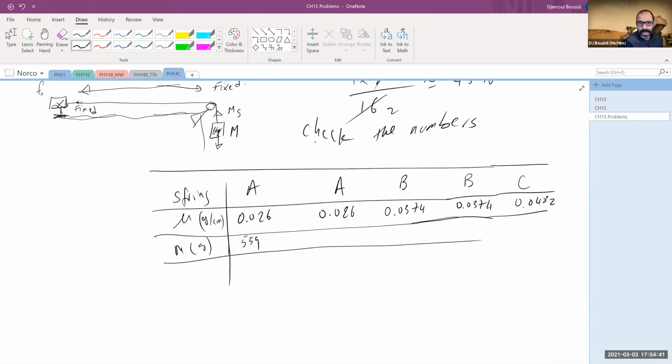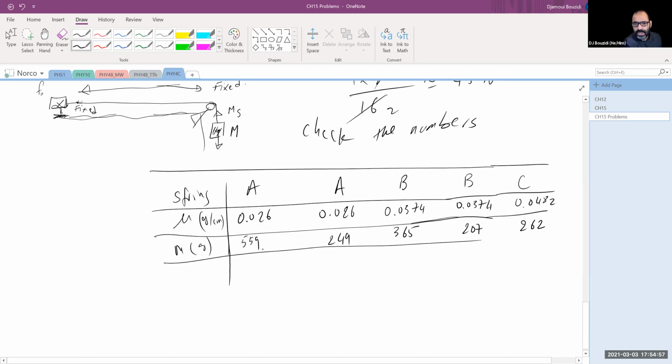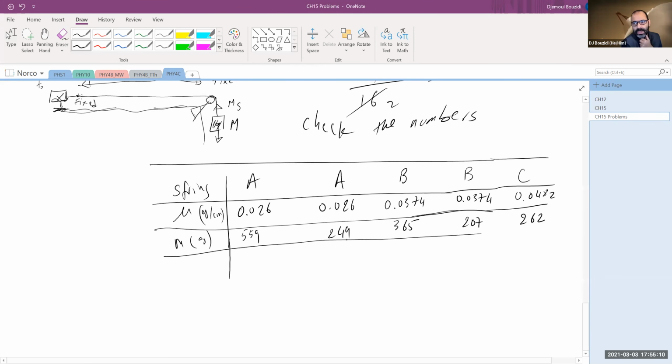Now you change the mass. The mass in here is 559 grams, in here it's 249 grams, and in here it's 365 grams, and you bring a lower mass in here of 207 grams, you lower the tension. This is 262 grams. Remember, you multiply this number by g, and divide by 1,000 because this is in kilograms, to find the tension in newtons, okay? That is the weight of the mass suspended from the other end of the string.